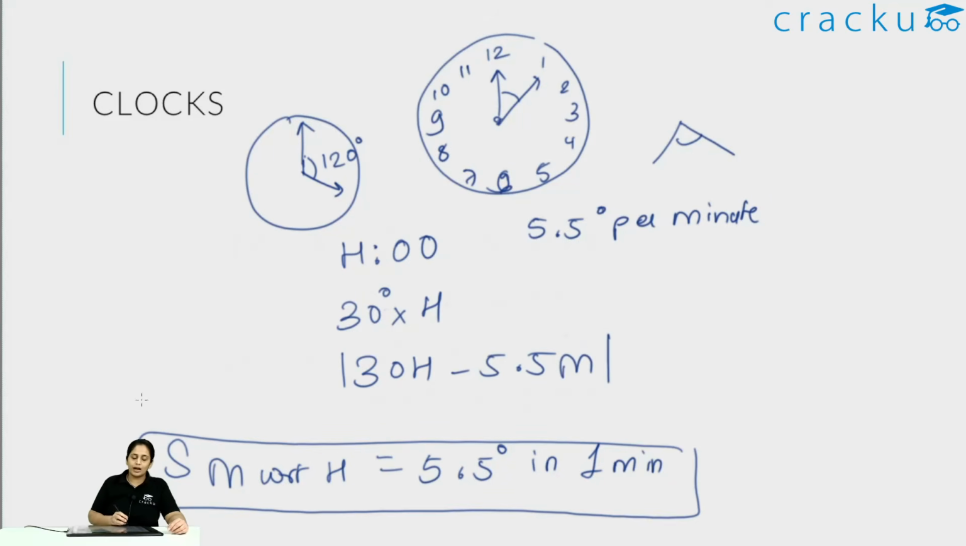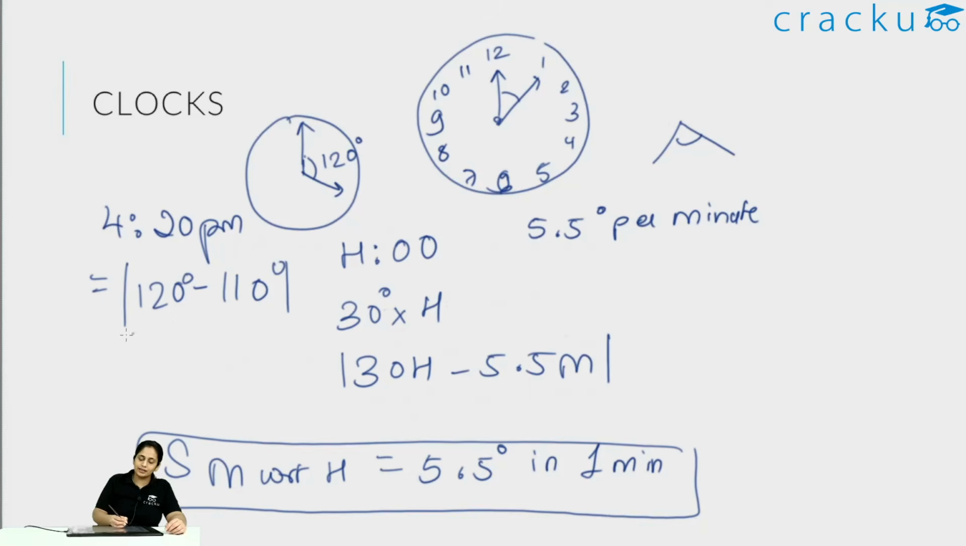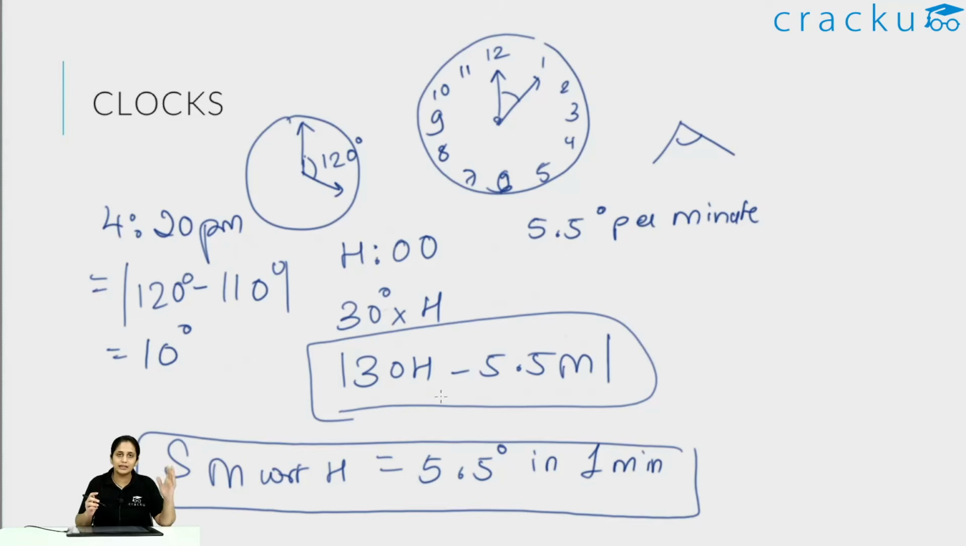So if you are asked what is the angle between the hour hand and the minute hand at, say, 4:20 p.m., then you would say, at 4 o'clock, 4 times 30 would be 120, minus 5.5 times 20, so this would be 110. So this would be 120 degrees minus 110 degrees, which is 10 degrees. So just using this formula you can find the angle between the hour hand and the minute hand. Just remember, the angle between the hour hand and the minute hand is 30 times the hour minus 5.5 times the minutes. This is how you quickly find the angle between the hour hand and the minute hand.